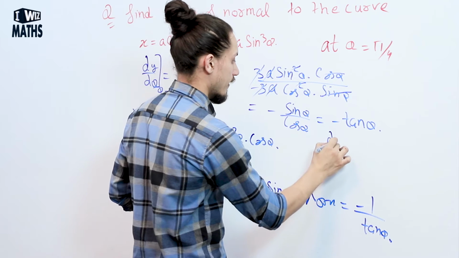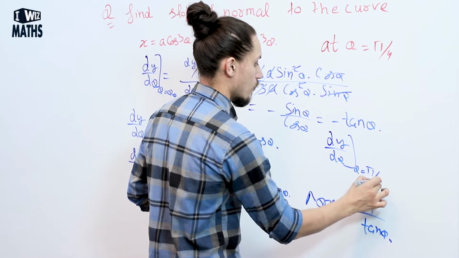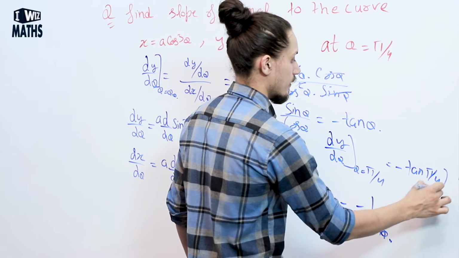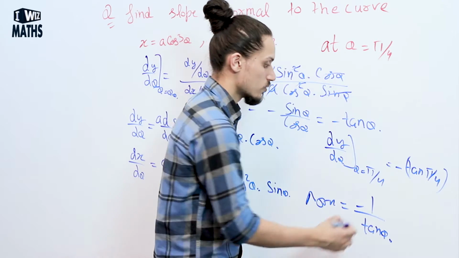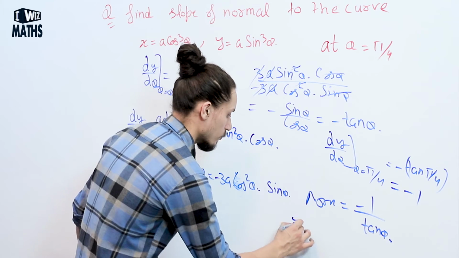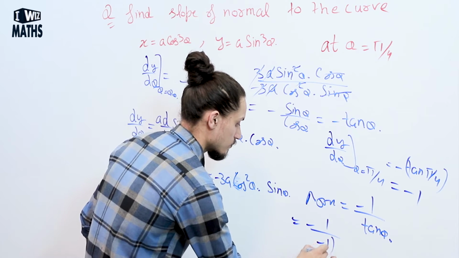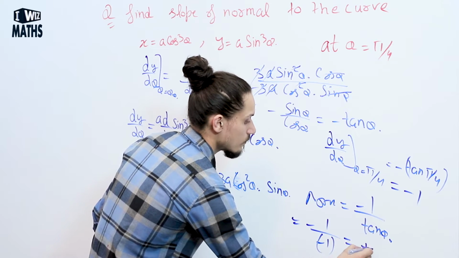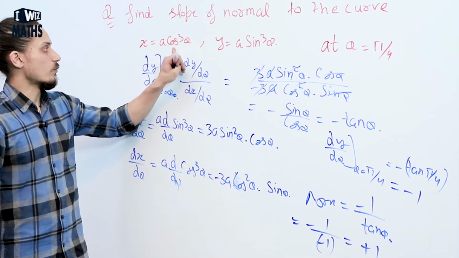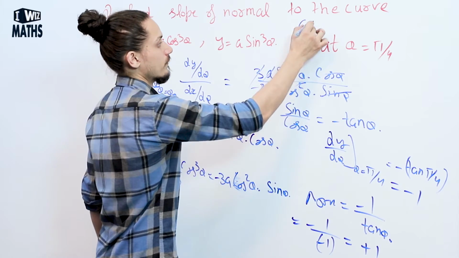So dy by d theta, where theta is equal to pi by 4, is equal to minus of tangent pi by 4. Tangent pi by 4 is equal to 1, so its value becomes minus 1. So slope of the normal will be equal to minus 1 divided by slope of tangent, which is equal to minus 1, we get positive 1. So slope of normal to the curve x is equal to a cos theta, y is equal to a sin cube theta is equal to 1.